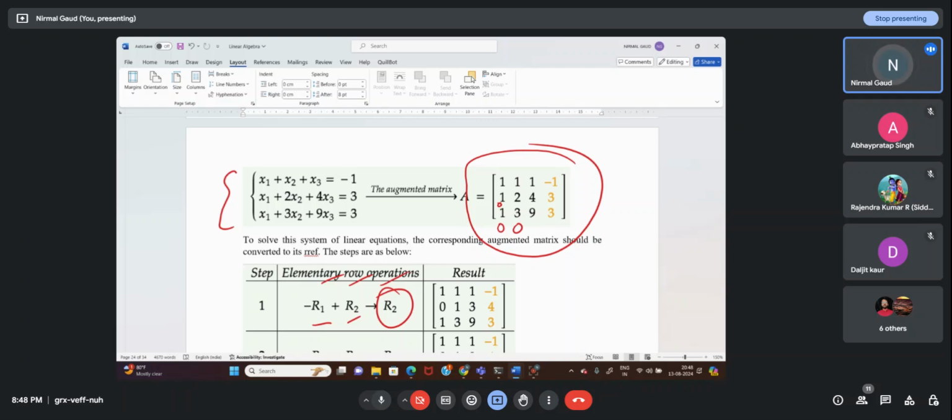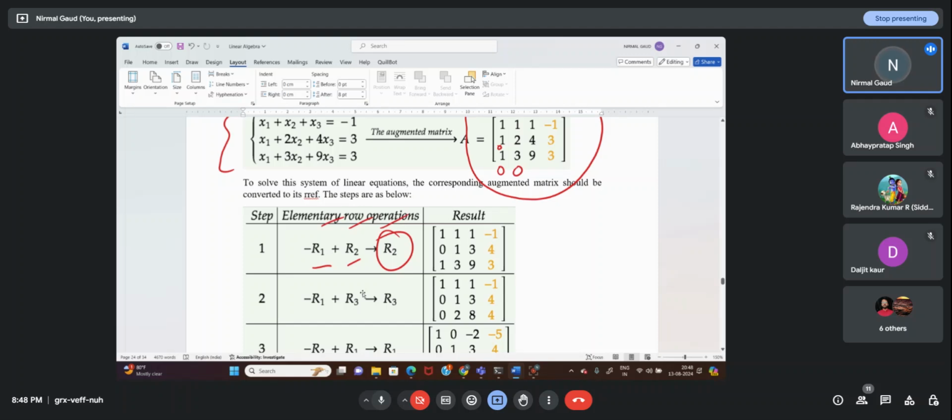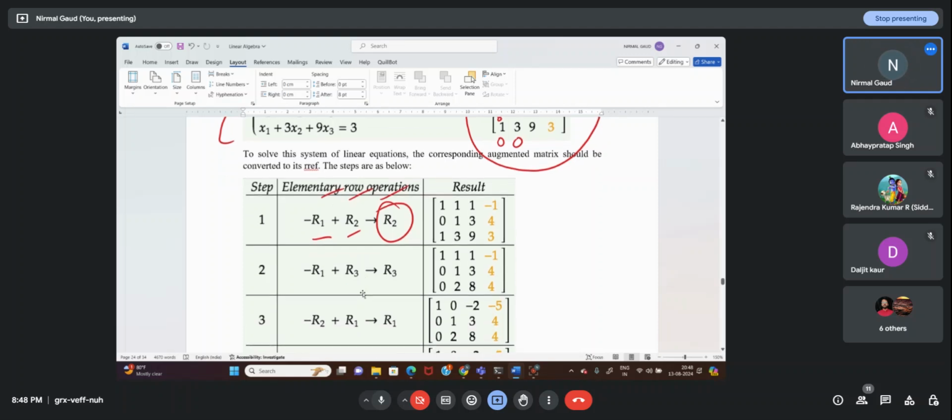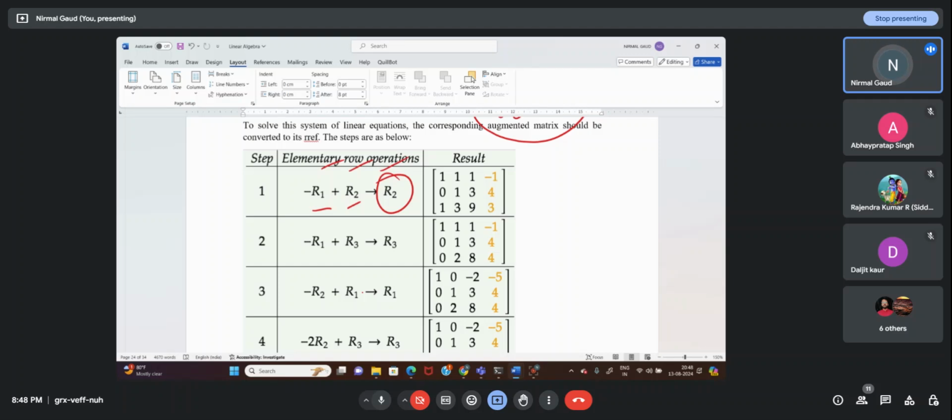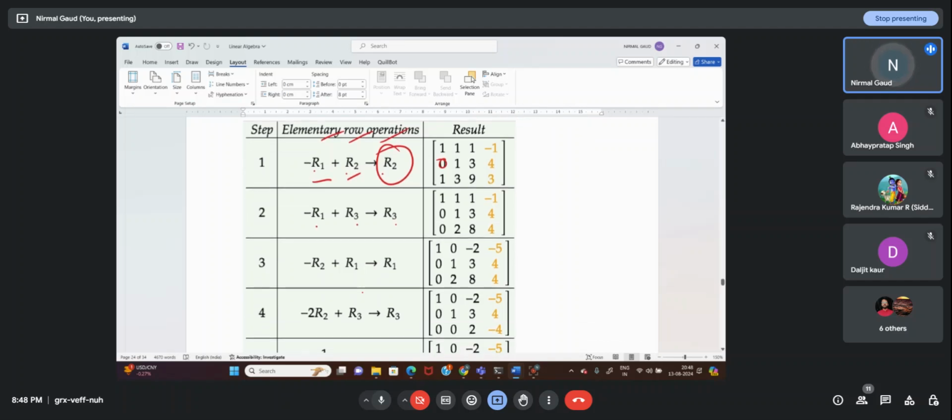So how can I do that? It's not mandatory that you follow the same approach. It's up to you what kind of approach you want to take. They started by making this term 0. Minus r1 plus r2 is r2. Then I want to make this also 0. Minus r1 plus r3 is r3. This is also 0.